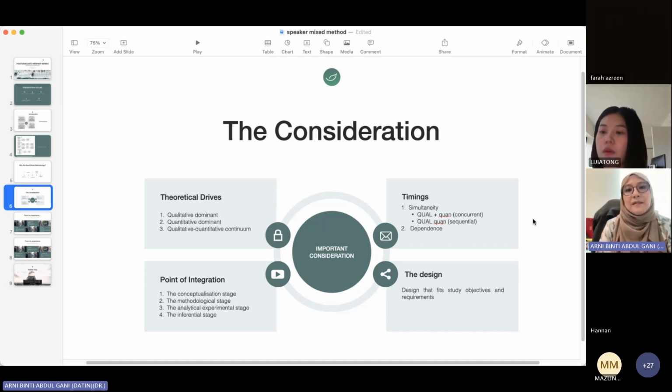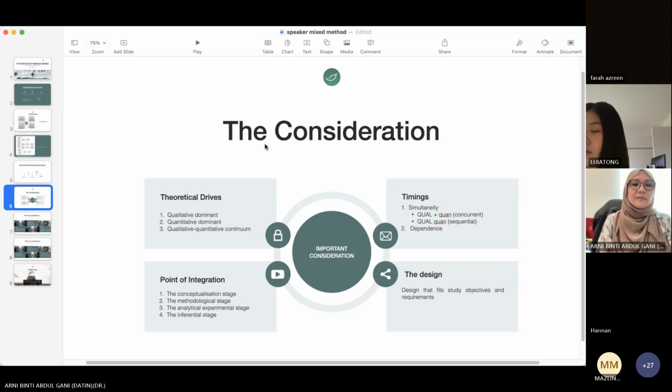Your own time, your time management, because of course you are here as a student, you have to finish at a certain time. I'm not trying to demotivate you, but if you think it is the way for you, that is one thing you need to consider in terms of time management. So those are the four basic considerations: theoretical drive, timing, point of integration, and the design.